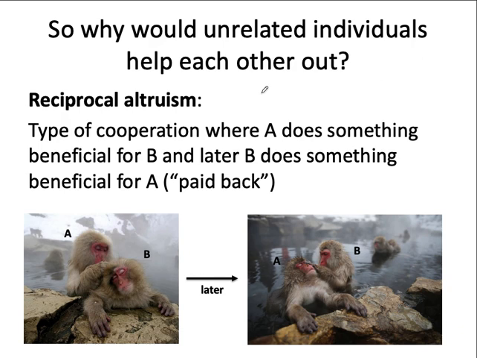So among related individuals who you share genes with, we can explain altruistic behaviors through kin selection and inclusive fitness benefits. Altruism among non-related individuals can be explained through a system of reciprocity, reciprocal altruism. You scratch my back, I'll scratch yours. That kind of thing.